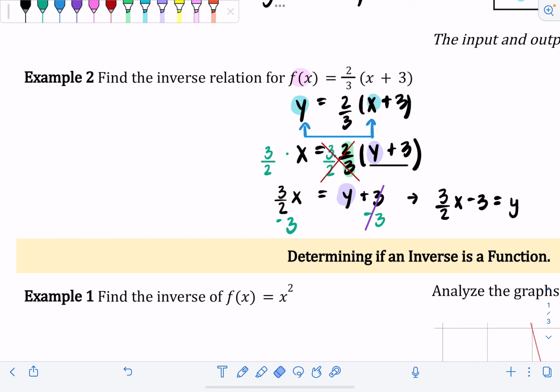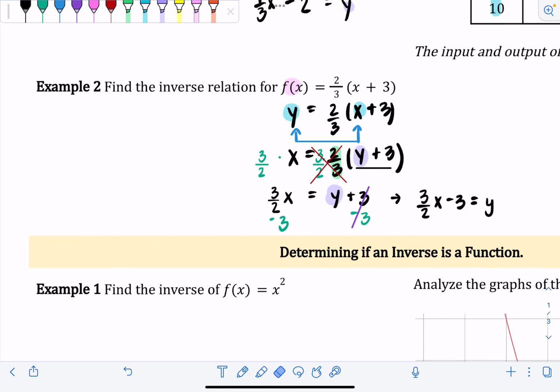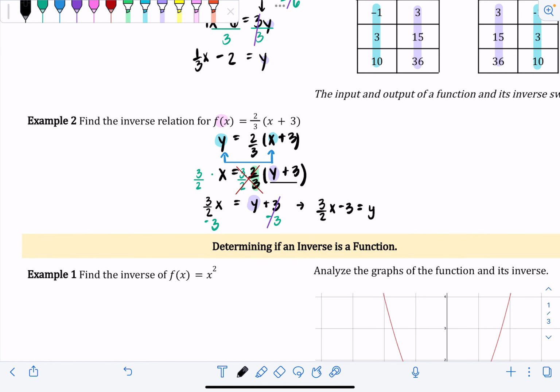So I have 3/2 x minus 3 equals y, and then I just want to rewrite it so that the y is on the correct side of the equal sign. Not that it's incorrect, it's just a little bit more standard to have it on the left side. So it'll be y equals 3/2 x minus 3, which is my inverse.